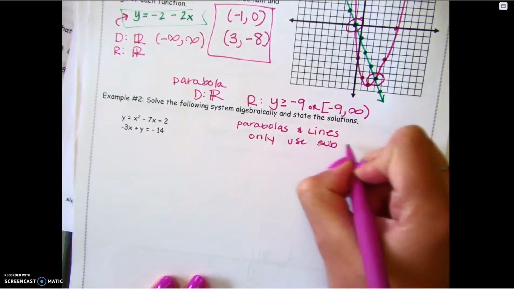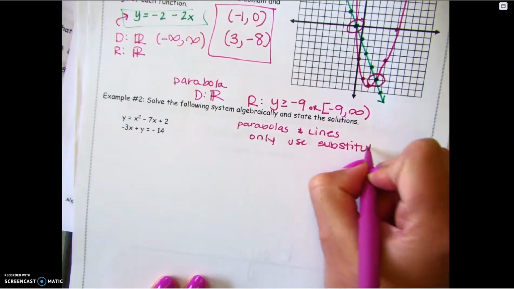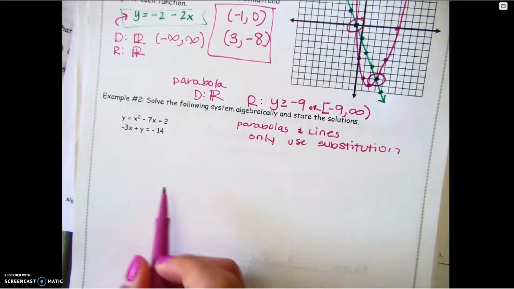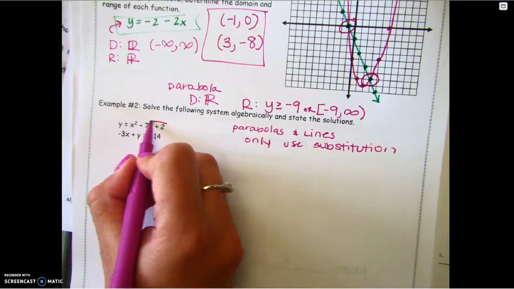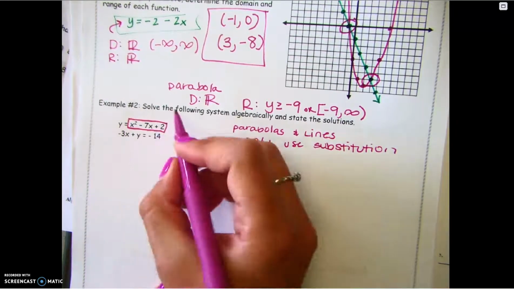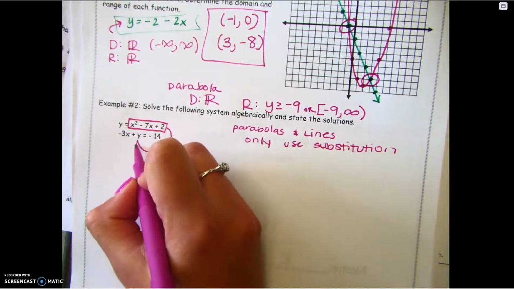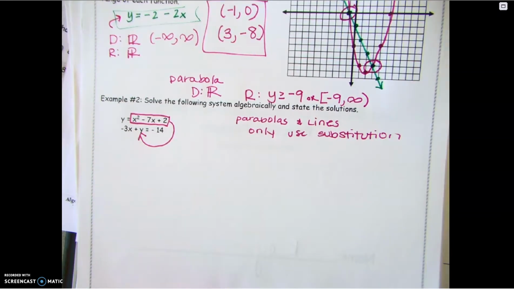So, to use substitution, I have to have a variable alone. And if I look here, I have a variable and I have y is equal to this. So I can take that stuff that y is and replace it with y in that other equation.